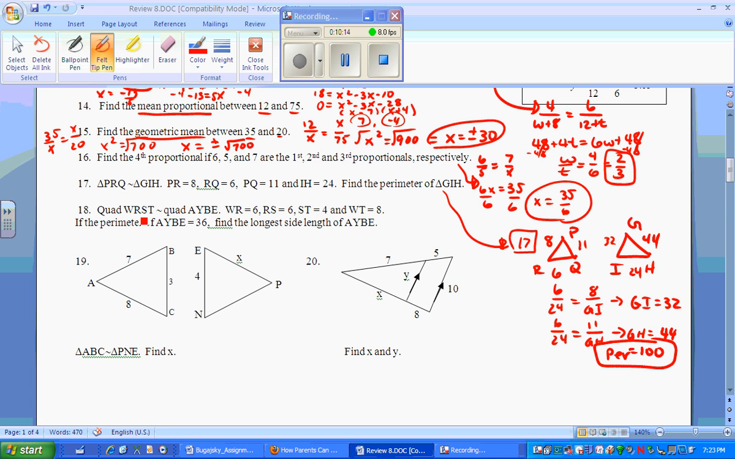Number 18. 18, you have two quadrilaterals. This side is 6, 6, 4, and 8. Those are all the sides to WRST. So the perimeter of WRST, add it all up, and it's equal to 24. So then you can look at it and be like, okay, that's 24. The perimeter of the other one is 36, so this perimeter is 24. This perimeter is equal to 36. You know the ratio of perimeters is the same as the ratio of sides when you are looking at it.